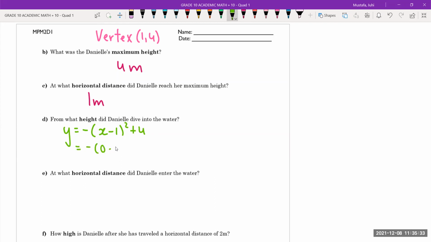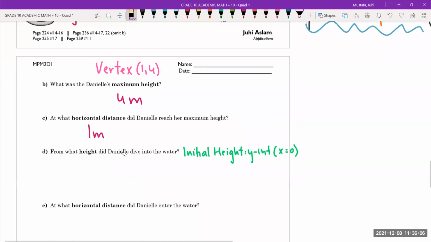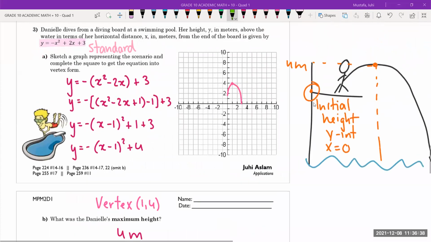So this is going to be negative (0 minus 1) squared plus 4. (-1) squared is 1, so negative 1 plus 4 is just going to give me 3 meters. And I'm just going to make a note that this value that they're asking for is your initial height, which is your y-intercept, and you're always going to let whatever your x value is equal to 0. I did not like how I wrote that, so I'm just going to write it again. Okay. Now let's go back to this.